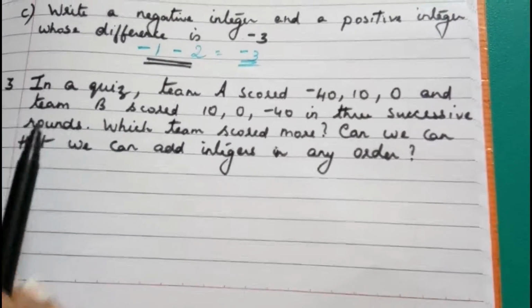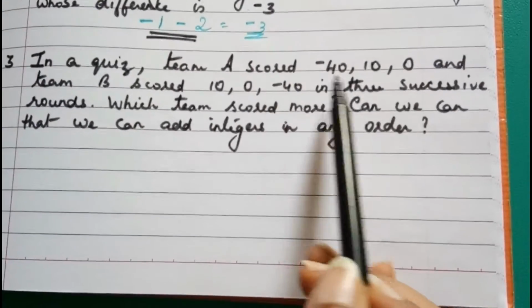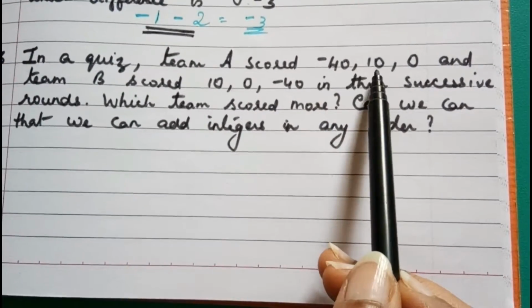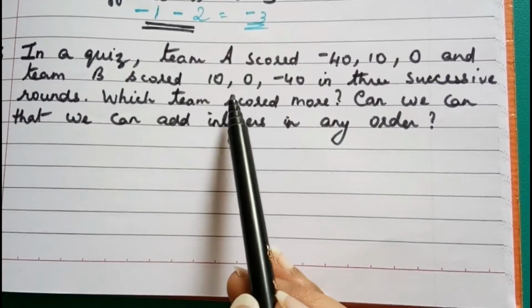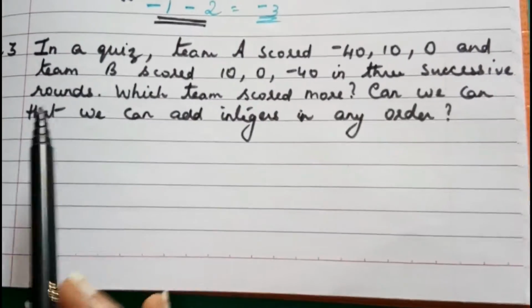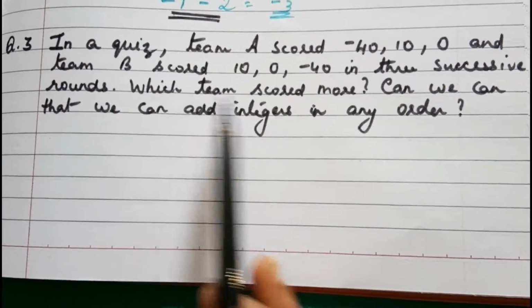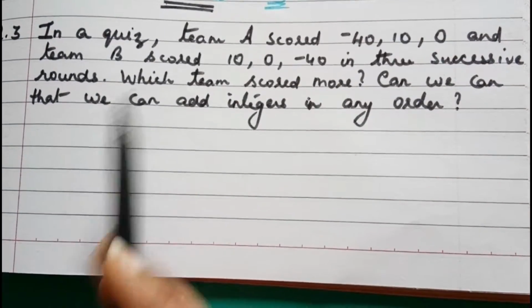Now question number 3 asks, in a quiz, team A scored minus 40, 10, 0 and team B scored 10, 0 and minus 40 in 3 successive rounds. Which team scored more? Can we say that?